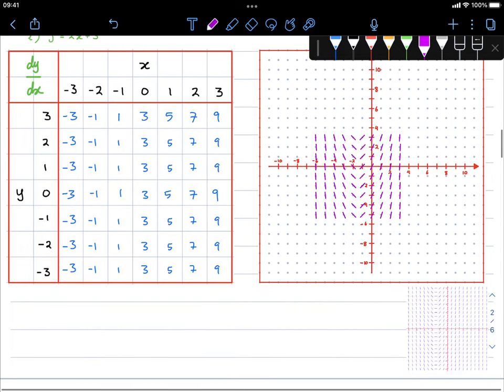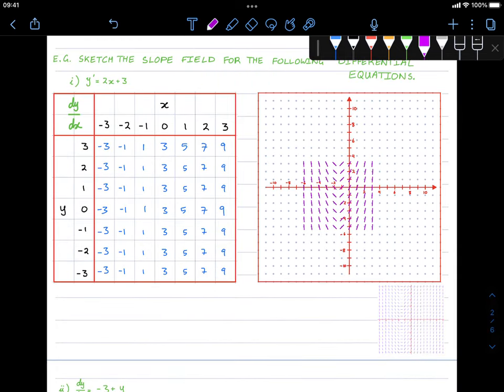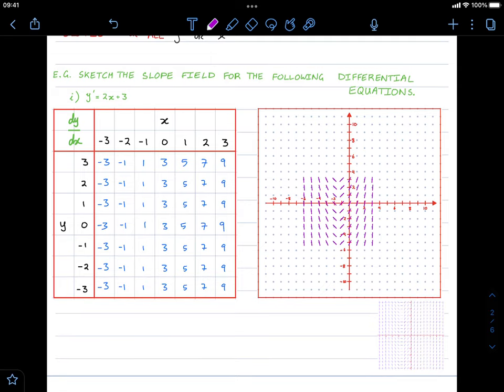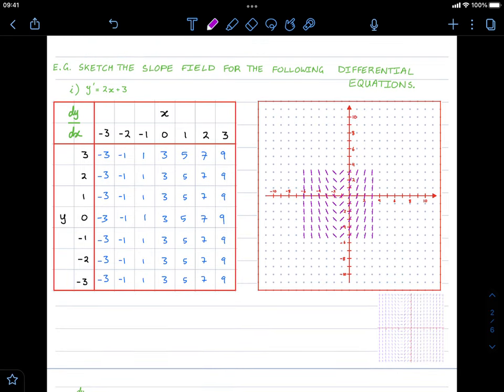I hope that gave you an insight into drawing slope fields. We'll get into more examples. You can begin the exercises at any time you like if you understand them.